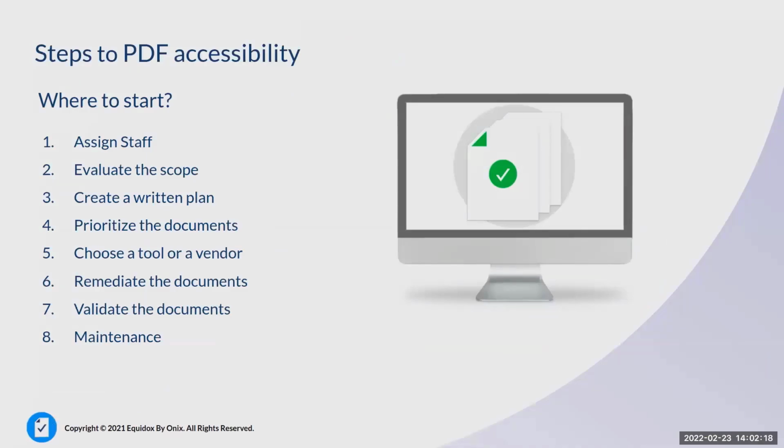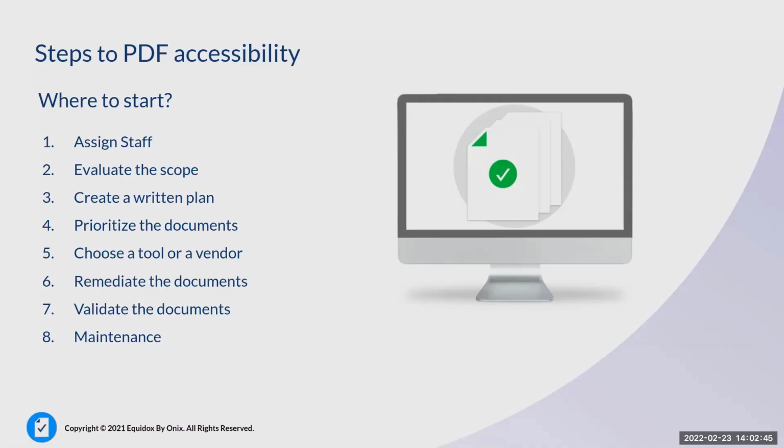We'll get into the actual steps to PDF accessibility. First things first is establishing where do we start when it comes to PDF accessibility. We have an 8-step process that we have defined. We would certainly encourage your organization to use this type of process or some sort of modification to this process that works best for your specific organization.